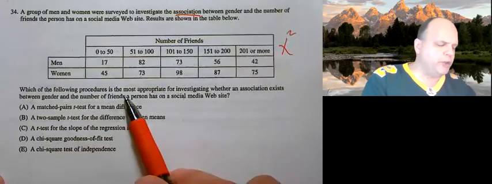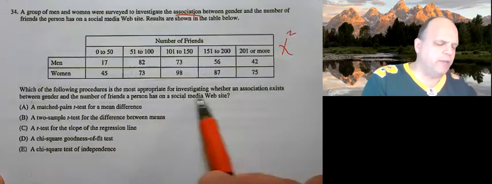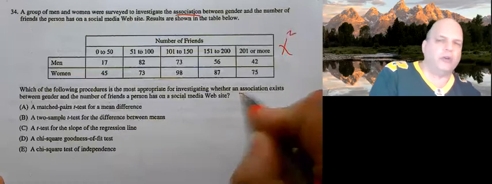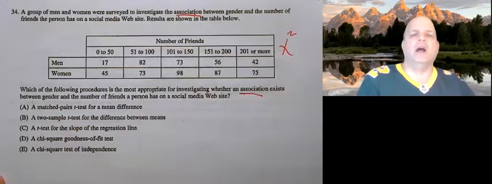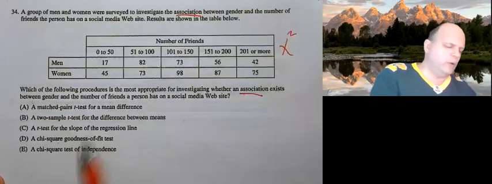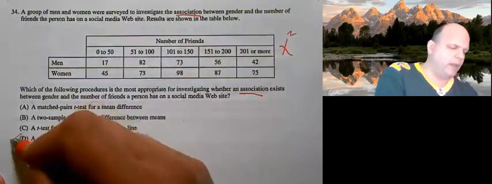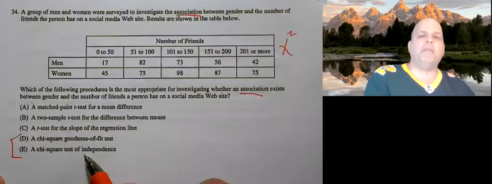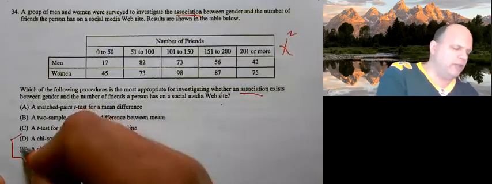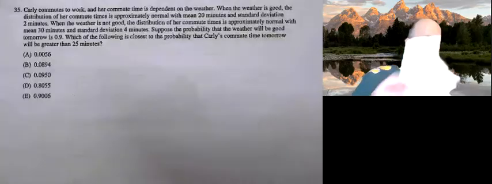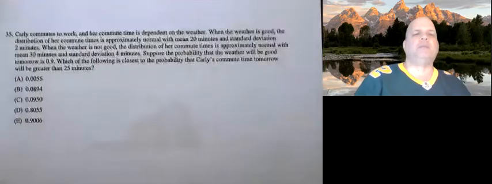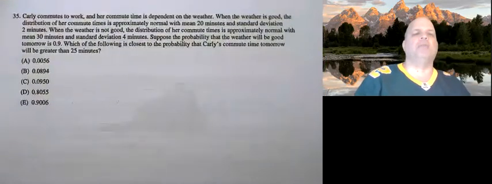Which of the following procedures is the most appropriate for investigating whether an association, whether or not they're independent or dependent, exists between gender and the number of friends? And I see real quickly that I have chi-squared. All right. But because it's association, this makes it a test of independence. This is one of the more challenging problems.